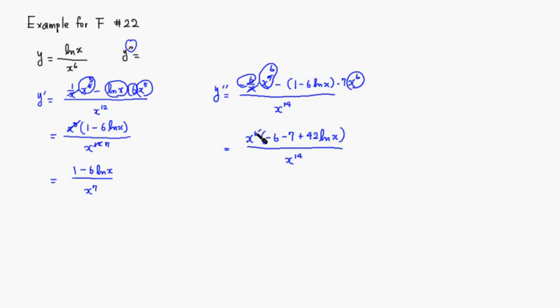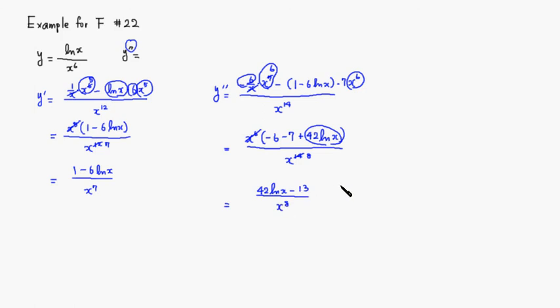But you can cancel x to the 6th. 14 minus 6 would be 8. If you clean it up, it's going to be 42 natural log of x minus 13, and all over x to the 8th power.